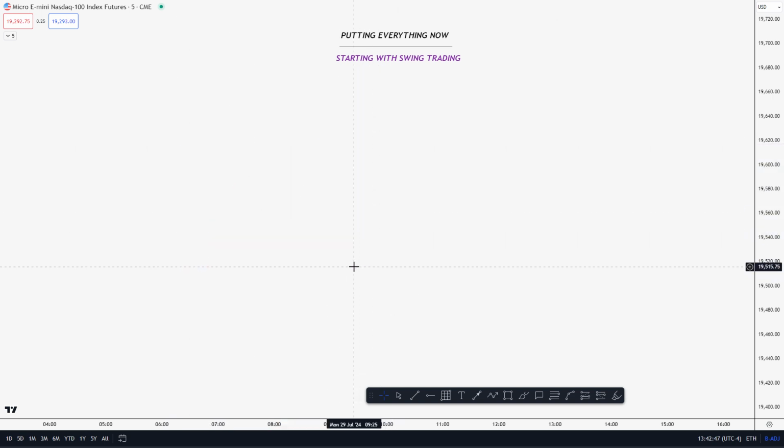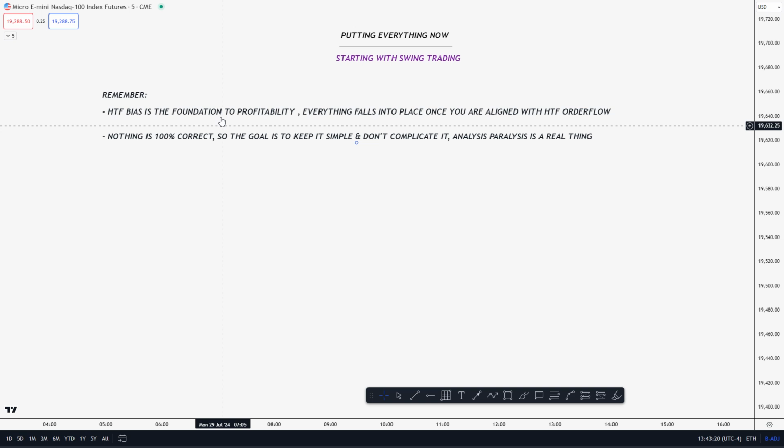Okay, and one more thing I'll say: we're going to use everything in swing trading. Inverted fair value gap, overlapping order block, fair value gap, everything we have learned till now. What applies on daily, weekly, the same applies on 4 hour, 1 hour, 15 minute. I said it before, and I'll say it again. Okay, always remember this point: higher time frame bias is the foundation to profitability. Everything falls into place once you are aligned with higher time frame order flow. Once you understand higher time frame, then it will be easy for you to frame a trade on lower time frame.